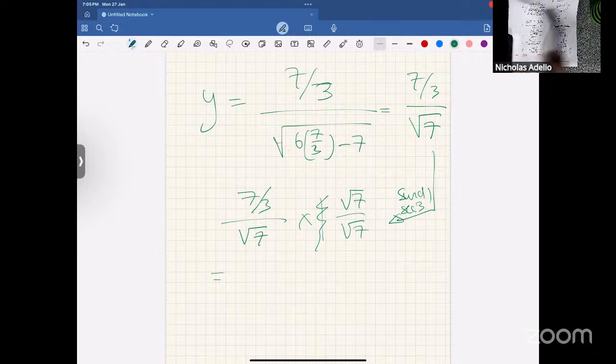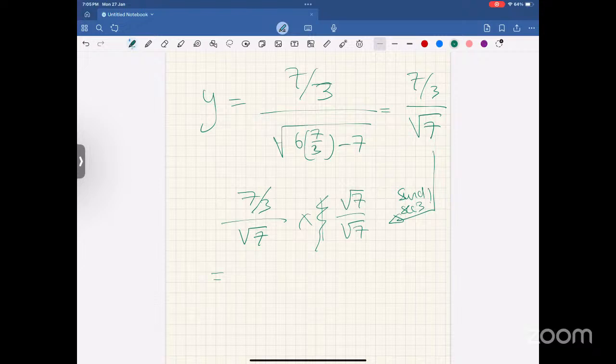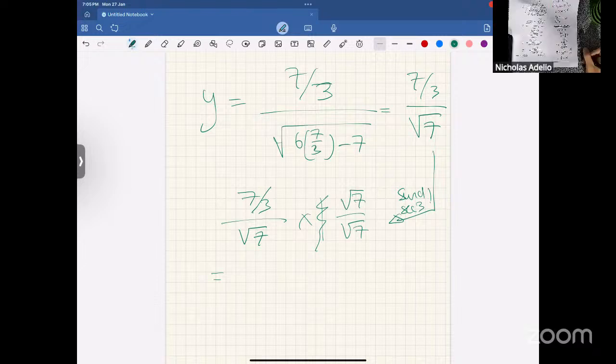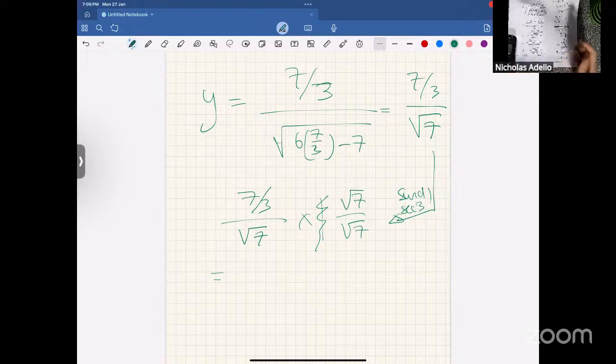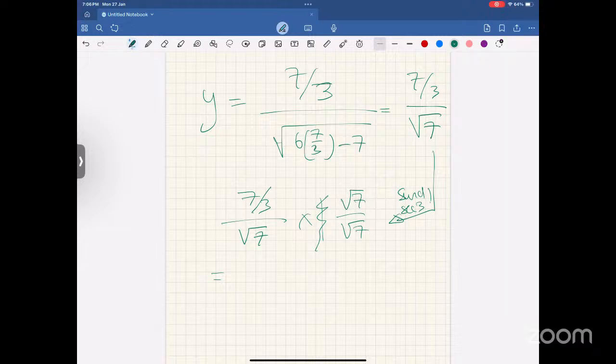How do you do 7/3 times root 7 squared? They hate a denominator with certs. Do they hate a numerator with certs? What happened to your denominator? Yeah, this is nice. But you need to simplify more. This is nice.